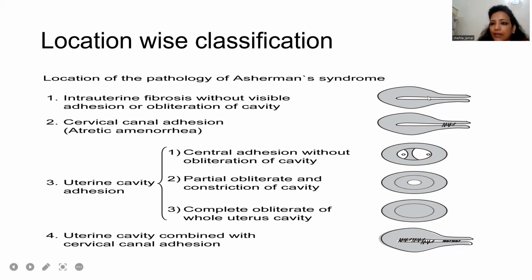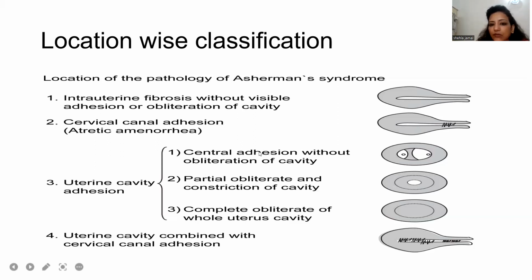And as you can see, the endometrium over here must be fibrosed, but there are no adhesions in between these two uterine walls. Second is only cervical canal adhesion, and this leads to atretic amenorrhea. So you see the entire endometrial cavity may be okay over here, but there are certain fibrotic bands developing in the endocervical canal. Third is our out and out uterine cavity adhesion.